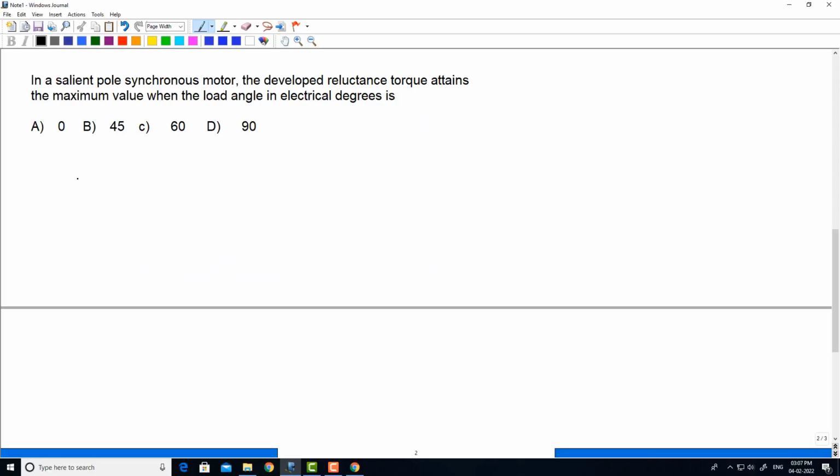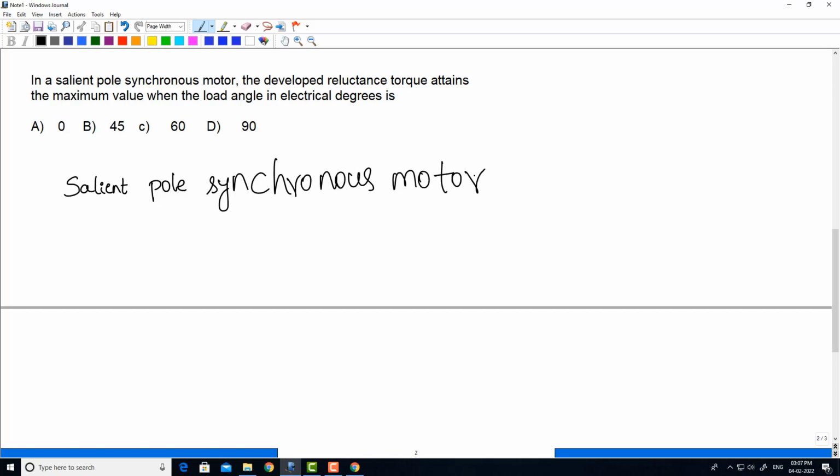Let us solve the problem. Given, it is what motor? Salient pole synchronous motor, right? And what we need to find? We need to find the delta at which the reluctance torque is maximum. Which torque, guys? Reluctance torque.